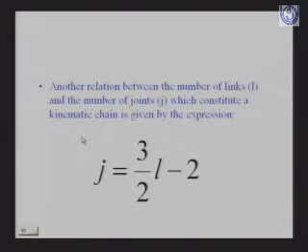The second condition is that there is a relationship between the number of joints and the number of links, that is J = (3/2)L - 2. If they satisfy these two conditions, then we say that the chain is a kinematic chain.